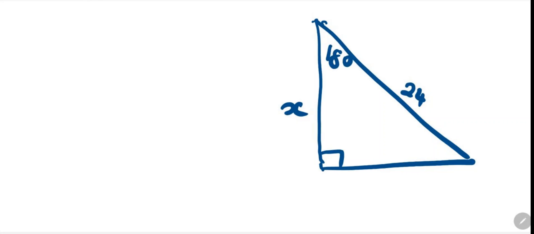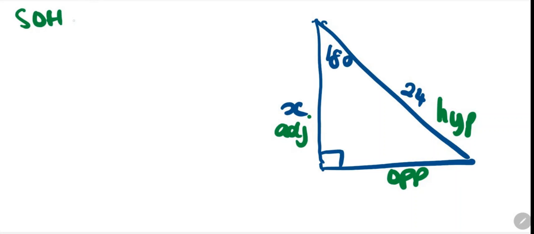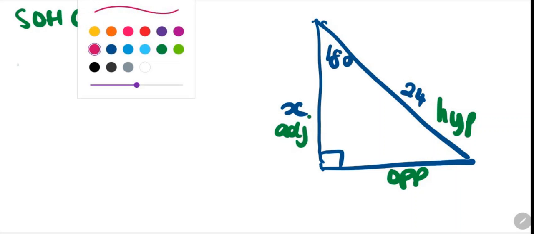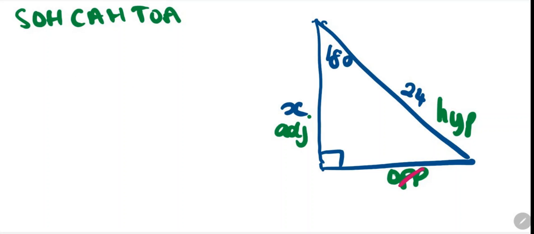Okay, so looking at this question, the first thing I'm going to do is label my sides. This is the hypotenuse. Opposite the angle is opposite, and this is the adjacent. I'm going to write SOHCAHTOA. Let's have a look what I don't need. I don't need opposite, so anything with an O in, I'm going to cross out. So again, I'm going to use my cosine formula.